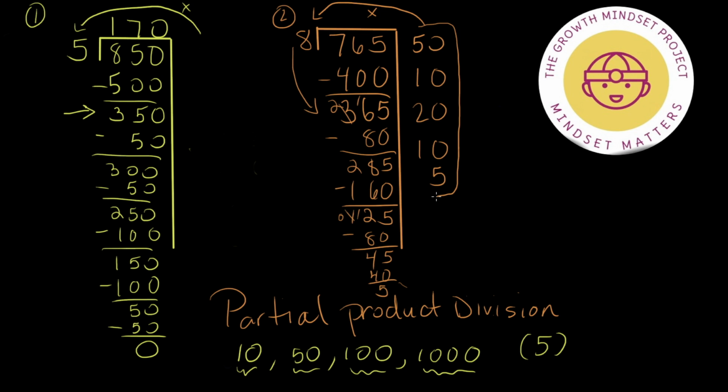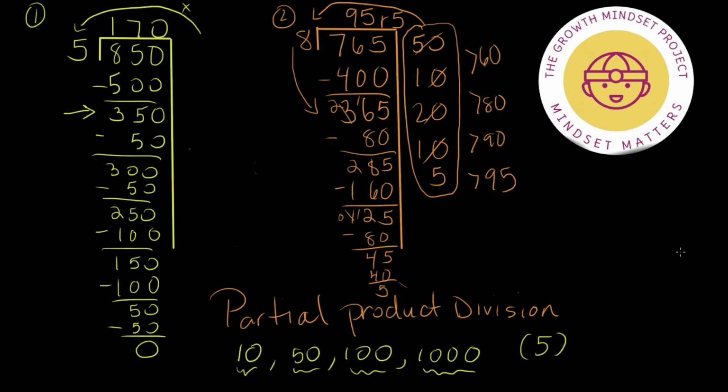Okay, so let's take these numbers now, and let's add them up. So we have 50 plus 10. Well, that's 60. Plus 20, that's going to be 80. Plus 10, that's going to be 90. Plus 5, that's going to be 95. So our answer is going to be 95 with a remainder of 5.